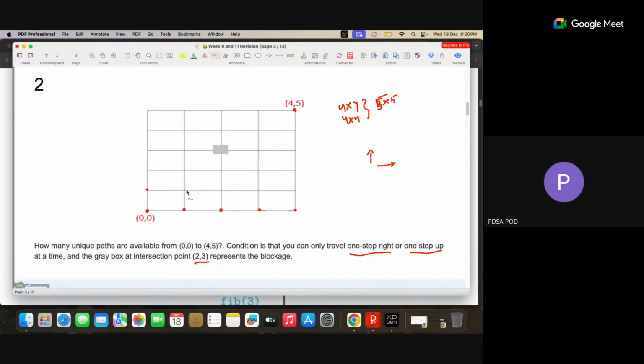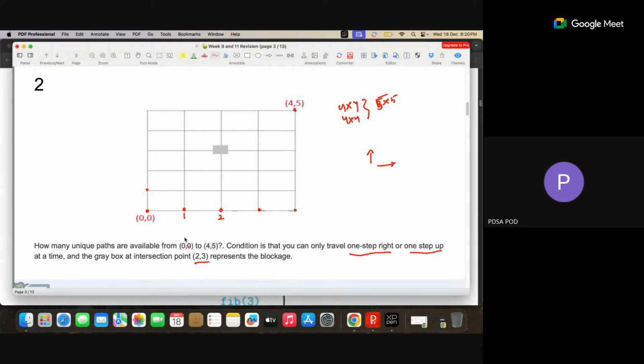Whenever we want to move from 0 0 to 0 1, how many steps are you going? One. Similarly, we go from 0 0 to 0 2. How many steps are we going? 2. Is it right?